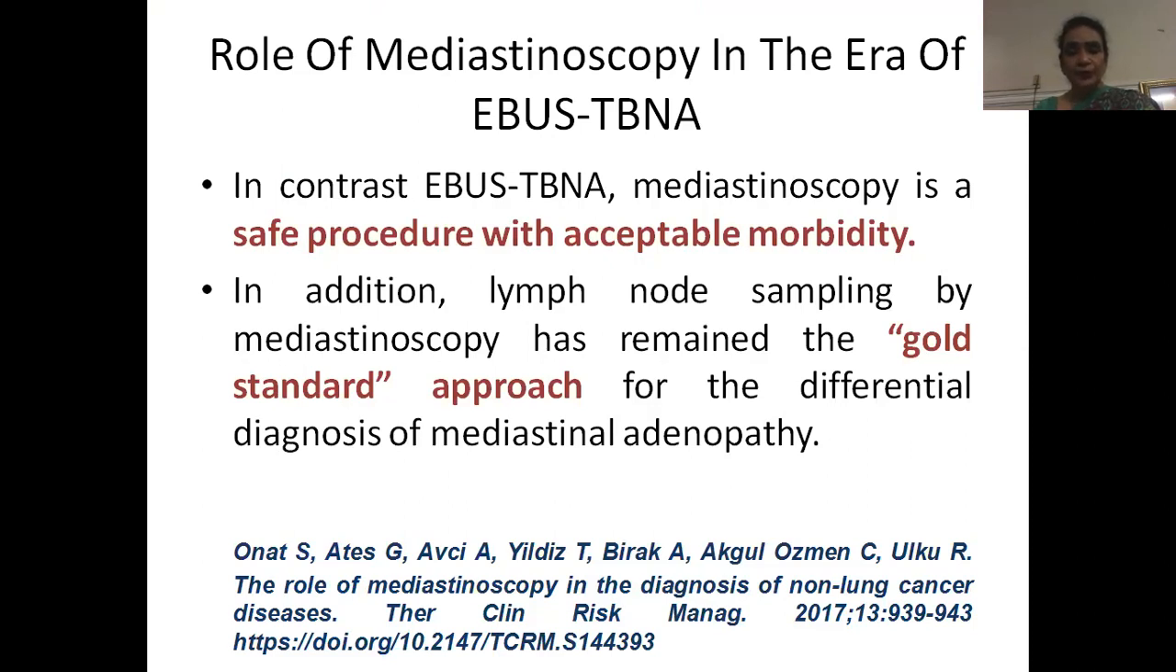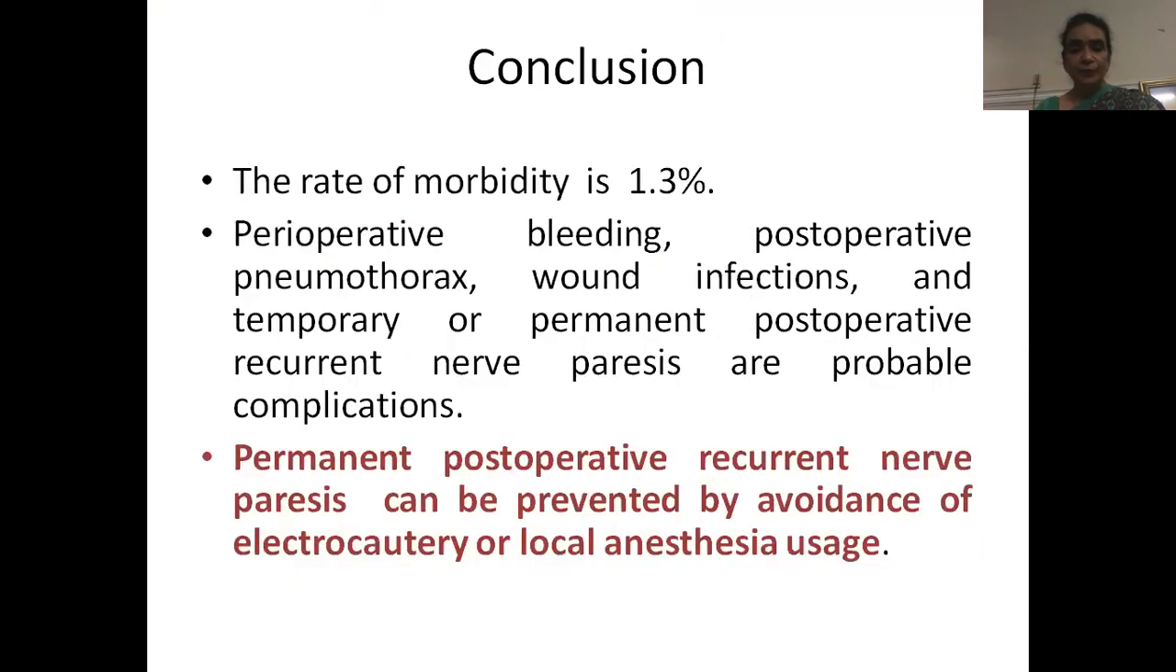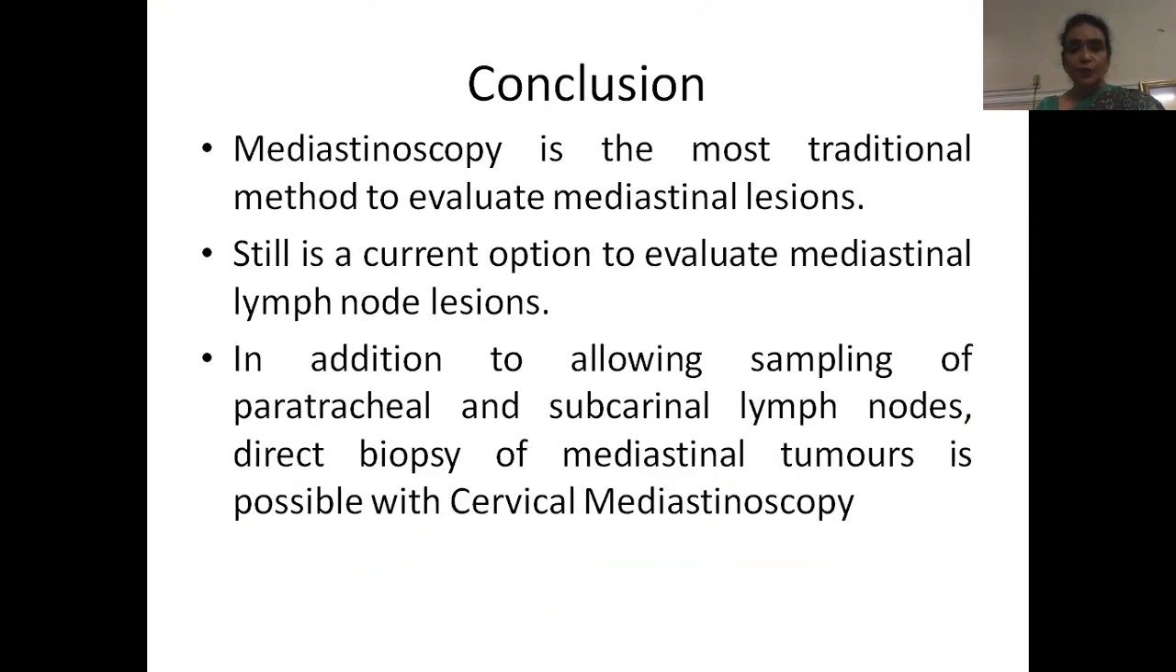In addition, lymph node sampling by mediastinoscopy has remained the gold standard approach for differential diagnosis of mediastinal adenopathy. The rate of morbidity is 1.3%. Various complications are known with the procedure, but permanent postoperative recurrent laryngeal nerve paralysis can be prevented by avoidance of electrocautery or local anesthesia usage. Mediastinoscopy is the most traditional method to evaluate mediastinal lesions. Still, it is the current option to evaluate mediastinal lymph node lesions.